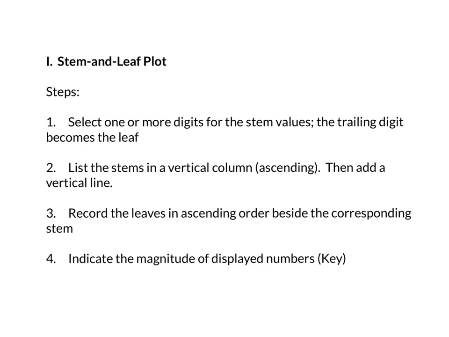Number 2, list the stems in a vertical ascending column. Then add a vertical line. Number 3, record the leaves in ascending order beside the corresponding stem. And lastly, 4, indicate the magnitude of the displayed numbers. That is, define a key. We'll do an example that shows what one of these stem and leaf plots looks like.